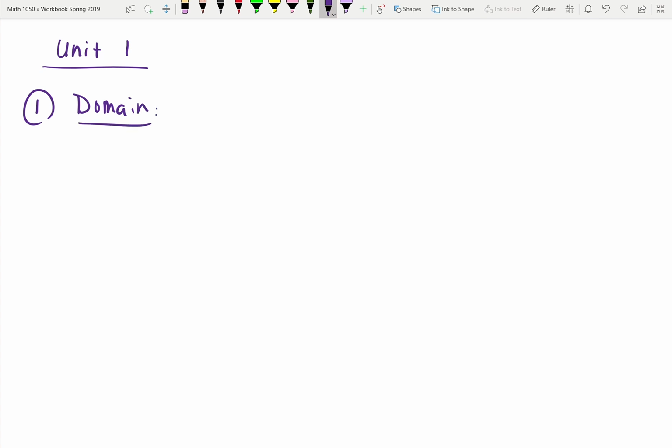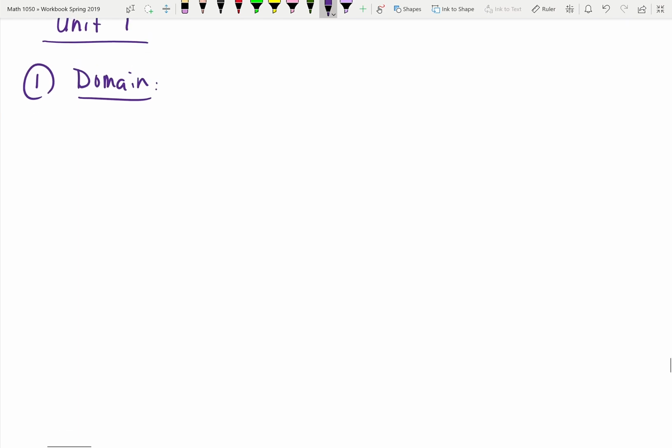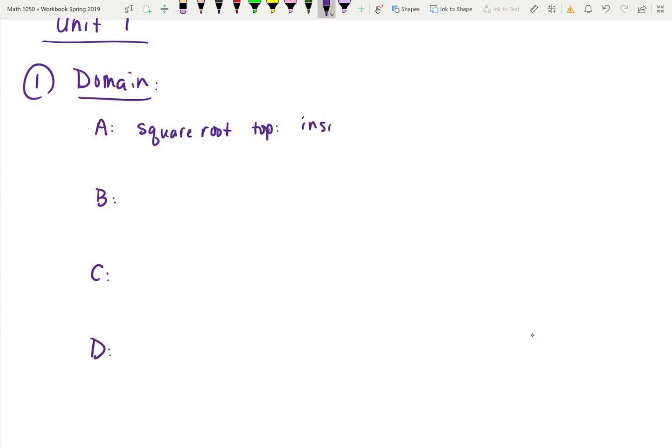This has been a struggle for many people, and basically what you do is you look for one of these 4 restrictions in your equation, and if none of those are there, then the domain is everything, and if it is there, then you deal with it accordingly. So for example, on A, if you have a square root that is on the top of a fraction, you say the inside must be greater than or equal to 0.